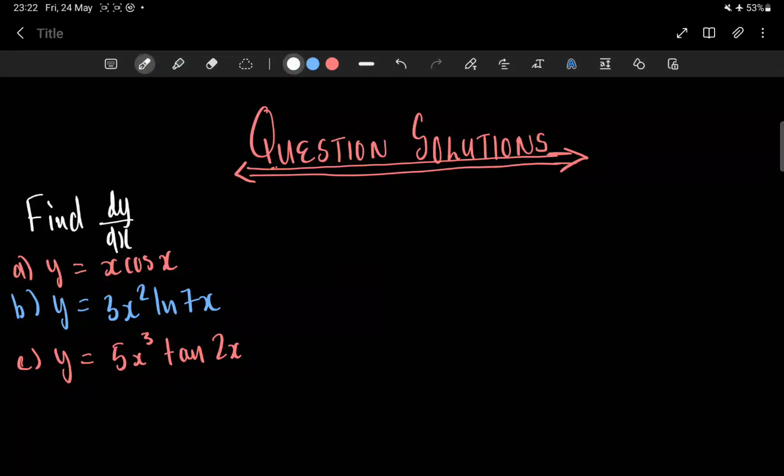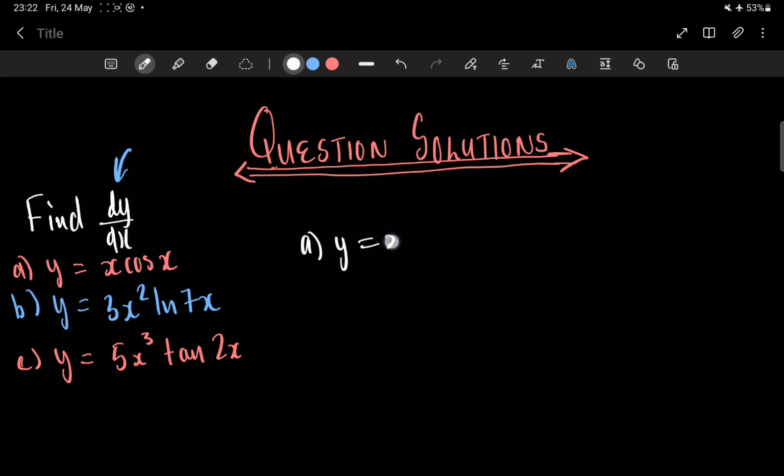Okay, so here are three questions on the product rule. Let's quickly go through them. The first one is asking us to find dy/dx, where y is equal to x cos x. So let's do part A.